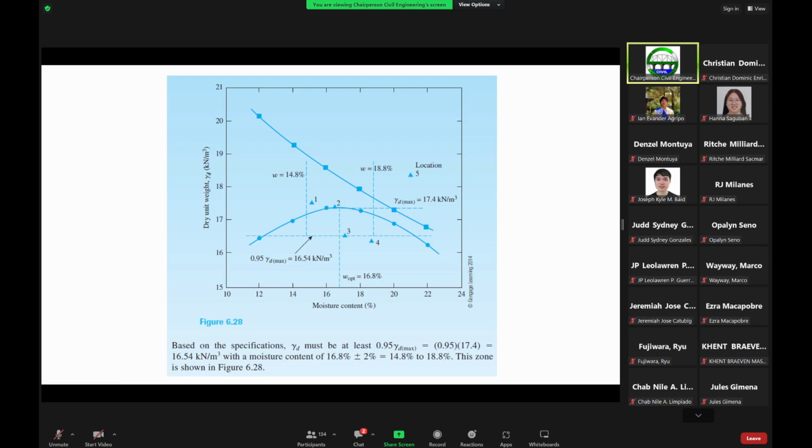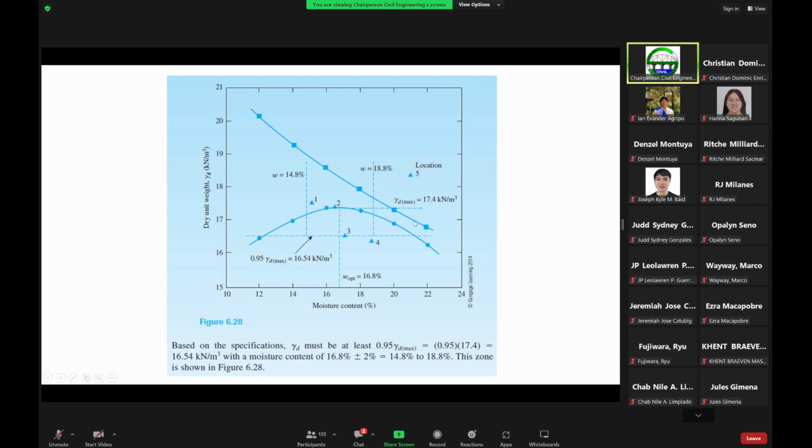Now for point five, there seems to be an error here because the location is beyond the zero air void curve, and it is also beyond the optimum moisture content specification.